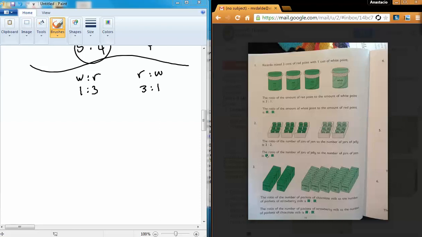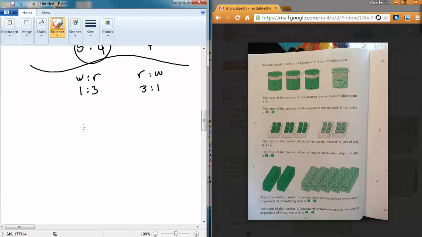But the ratio of jelly to jam is, they're asking for the jelly first, and I think that says jelly, so that's 2 versus 3. So jelly to jam is 2 to 3.